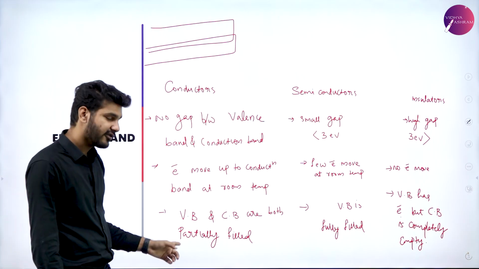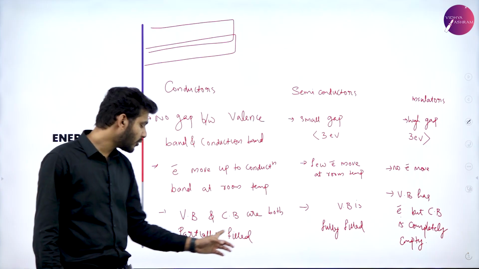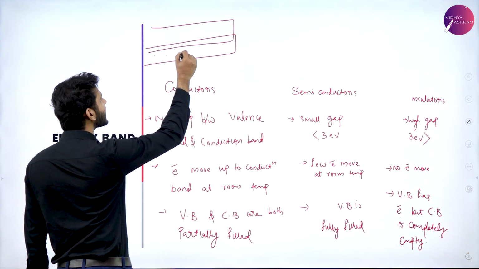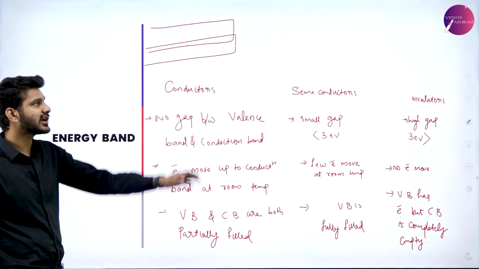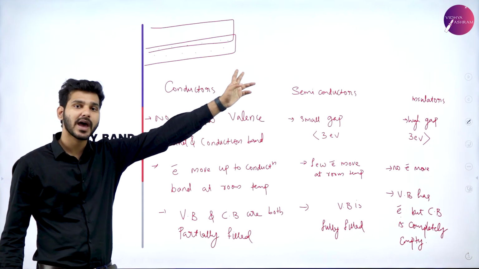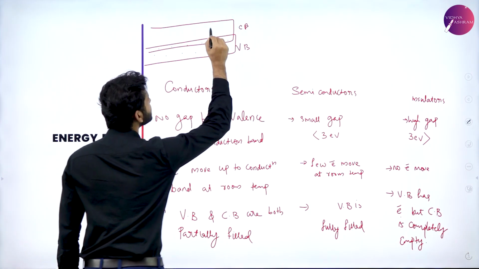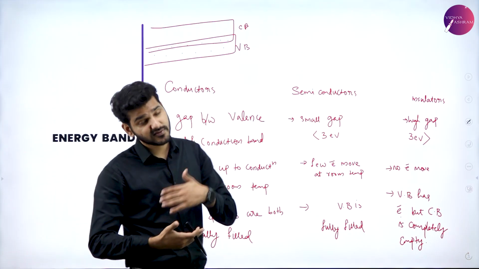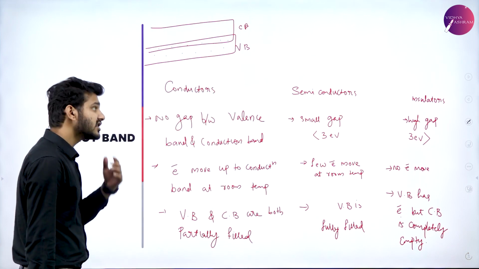And finally, the valence band and conduction band are both partially filled. That is, there will already be electrons like this. Some electrons will be in the valence band and some electrons will be in the conduction band, so it is very easy to move electrons from the valence band to the conduction band. Now what about semiconductors?